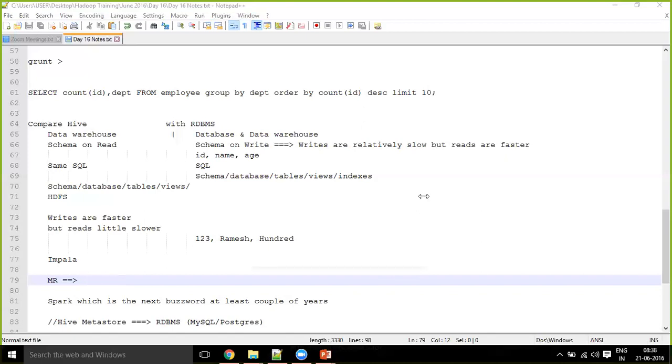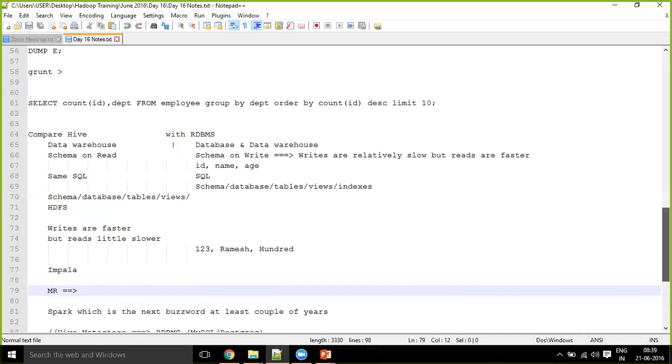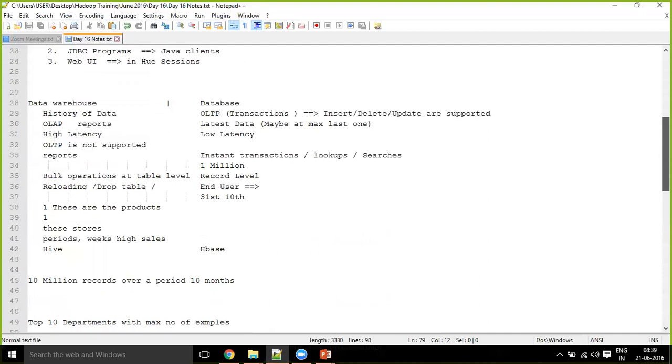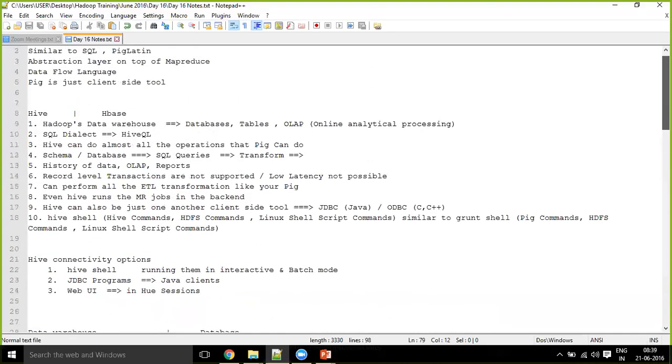Shiva, question. Yes, Ramesh. We said Hive internally uses HDFS as storage, right? And HDFS has an immutable nature, right? You can't update the records, you can't delete. So when you're trying to add a record to the existing Hive table, how will it take care of that internally?